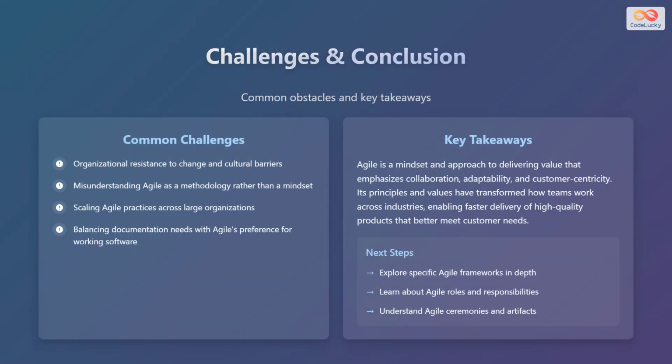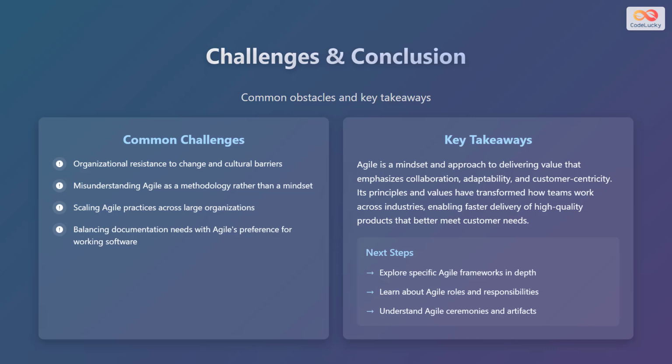Let's consider the common challenges of Agile. First, there is organizational resistance to change and cultural barriers. Second, there is misunderstanding Agile as a methodology rather than a mindset. Third, there is scaling Agile practices across large organizations. Finally, there is balancing documentation needs with Agile's preference for working software.